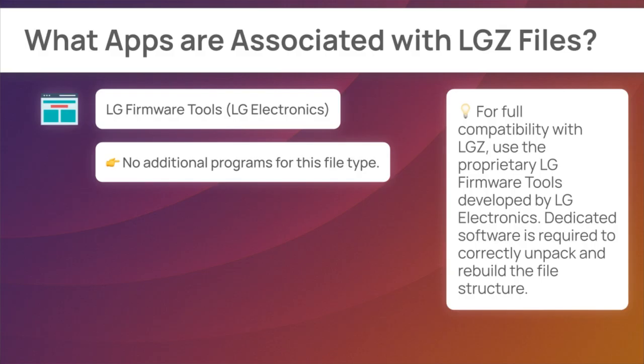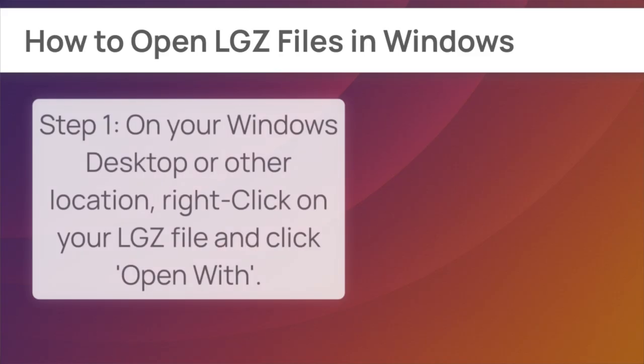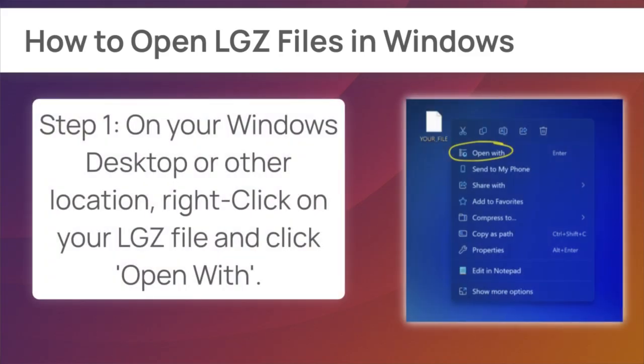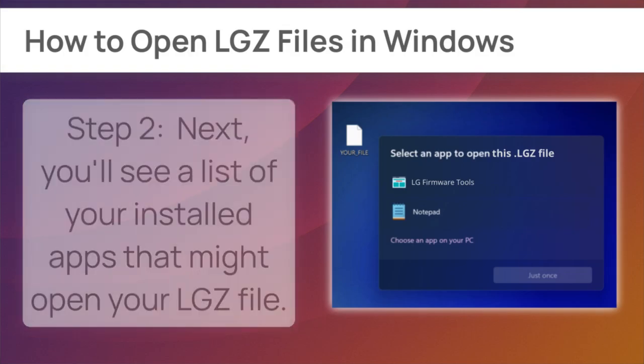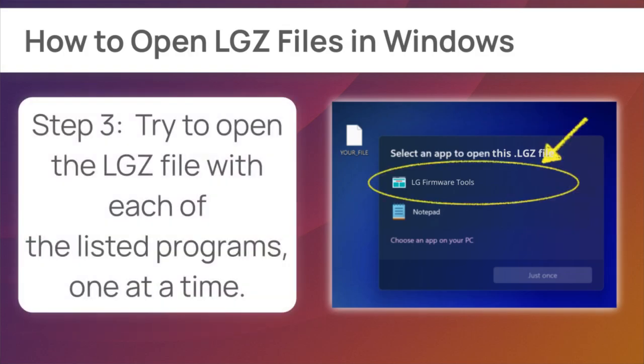Windows may reveal the archive header, but unpacking relies on third-party tools. We are testing every installed program for file recognition. Right-click your LGZ file and choose Open With. Test LG Firmware Tools first. If it fails, select another application. The solution lies in finding the right reader.